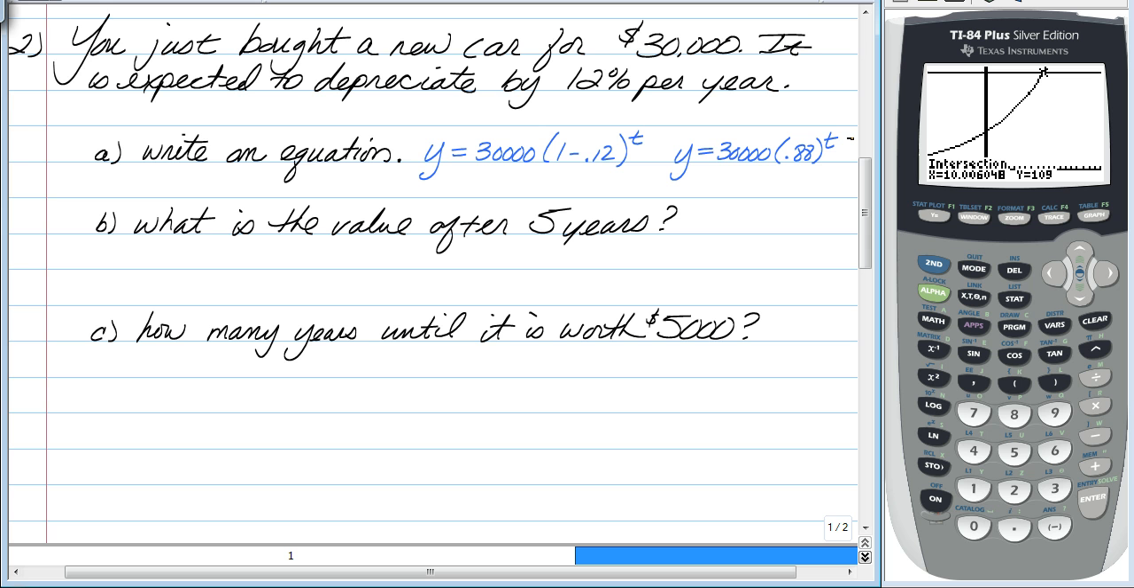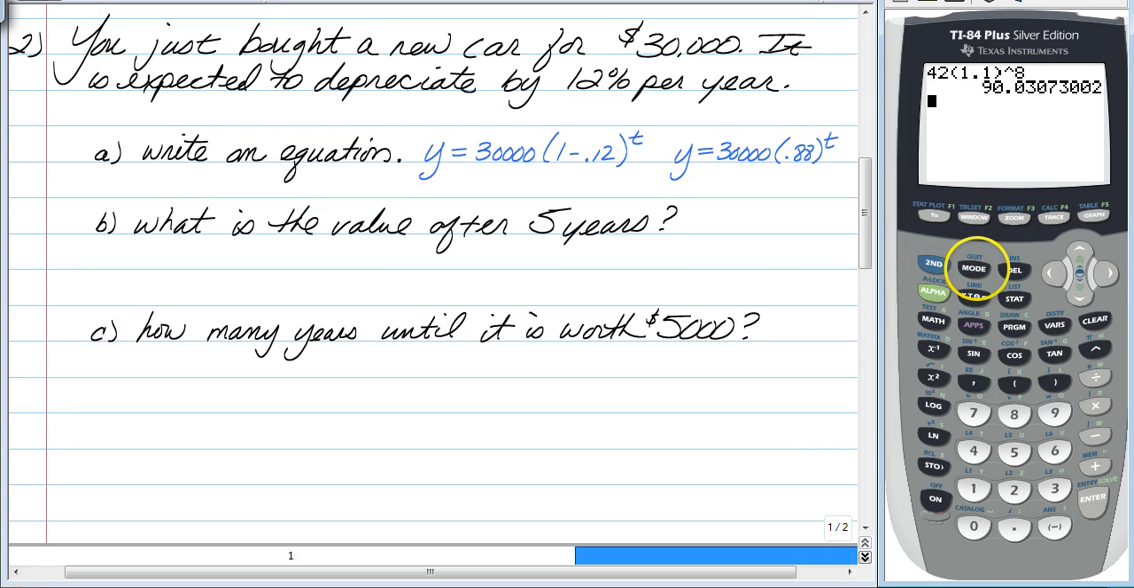Now the 0.88 represents a decay because it's less than 1. It decayed or depreciated by 12%. So again, what is the value after 5 years? So we're going to go back to our calculator, and this time it's going to be 30,000 times 0.88 raised to the 5th power. So that's all you need to do is type.